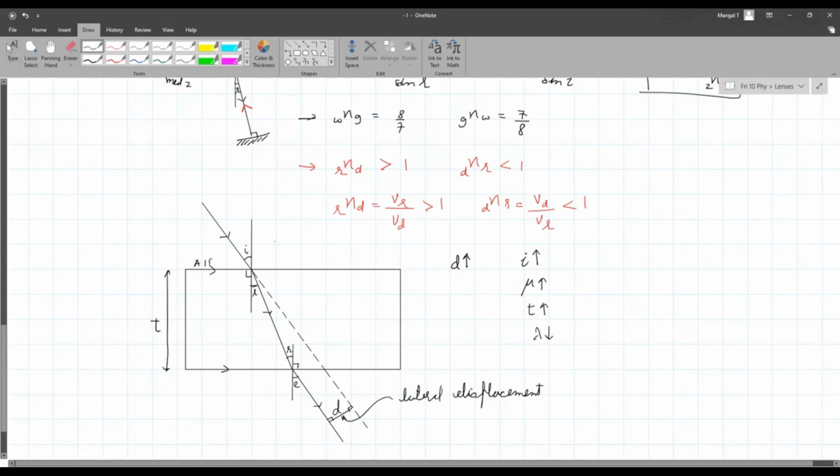So this will be air to glass. That's why it is bending towards the normal. And then it is glass to air. Therefore, it is bending away from the normal.